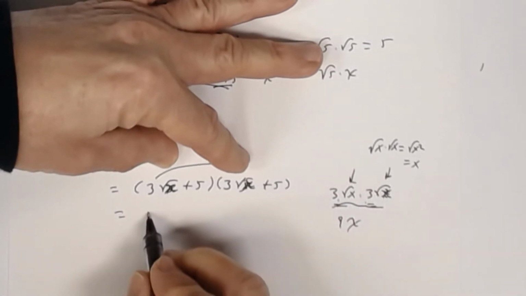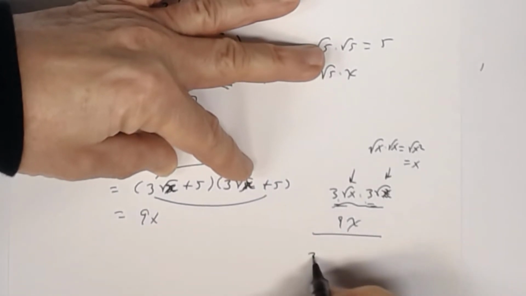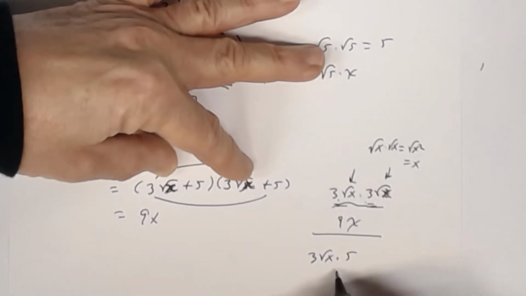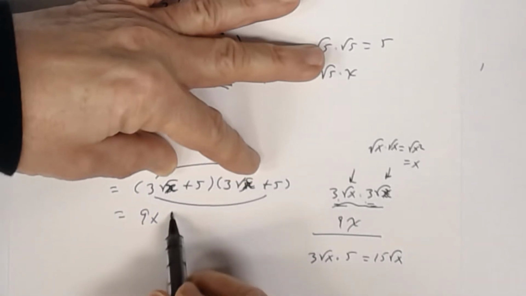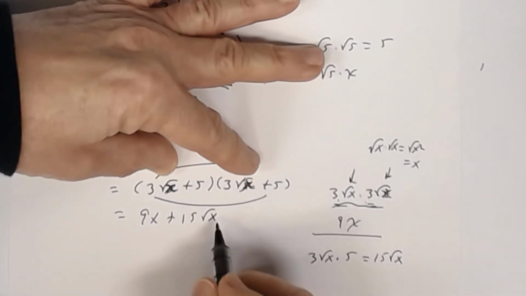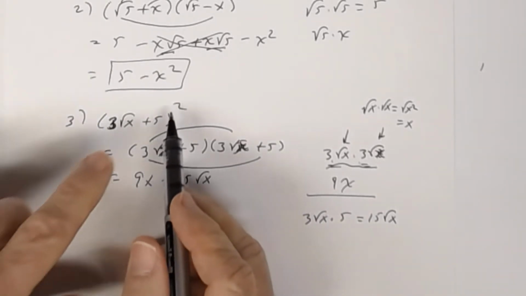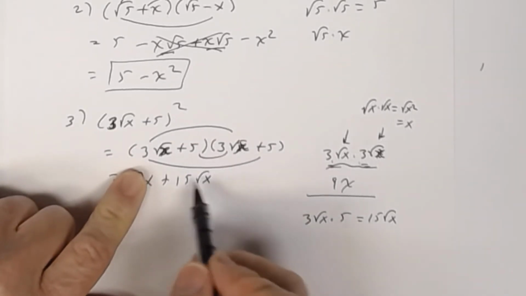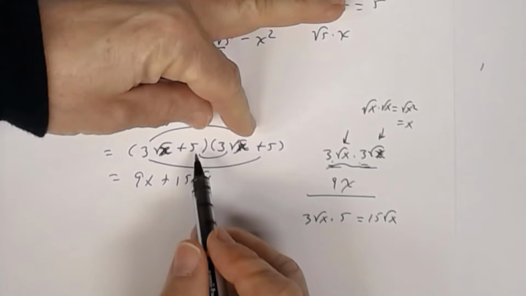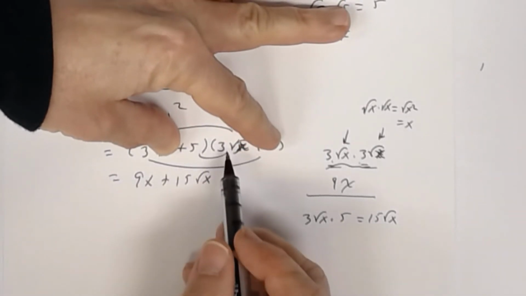That's going to be your first. For your outer, be careful, you have 3 square root of x times 5. 3 times 5 is 15, so it becomes 15 square root of x. Positive times a positive is a positive, so we'll be adding that. Just like when we talked about polynomials, whenever you square a binomial, the outer and the inner are exactly the same. 5 times 3 square root of x is 15 square root of x.